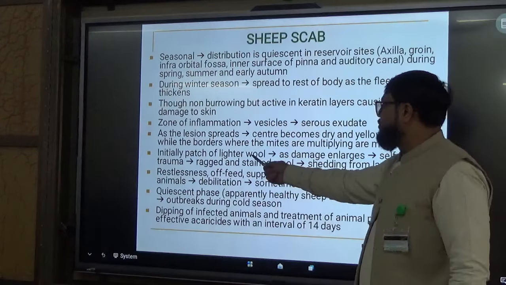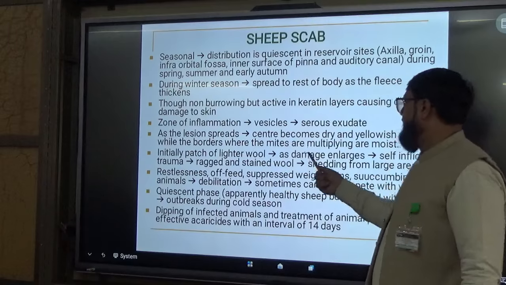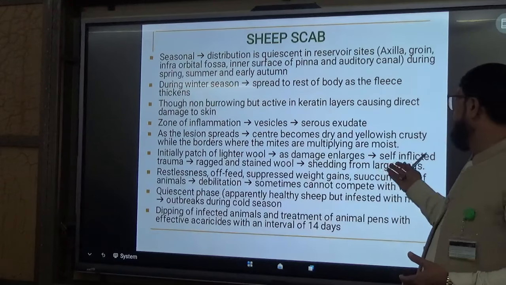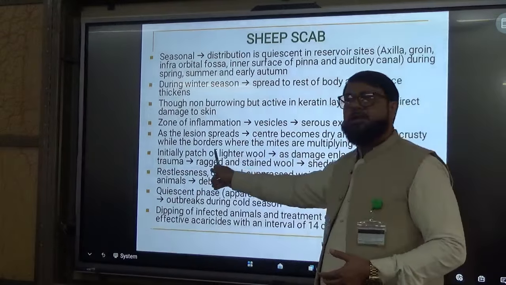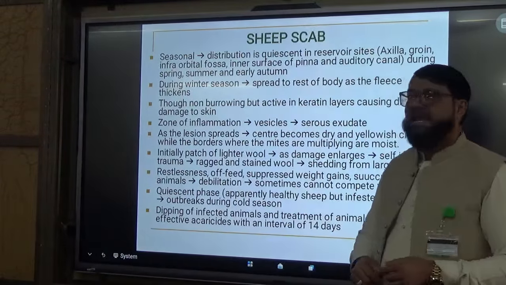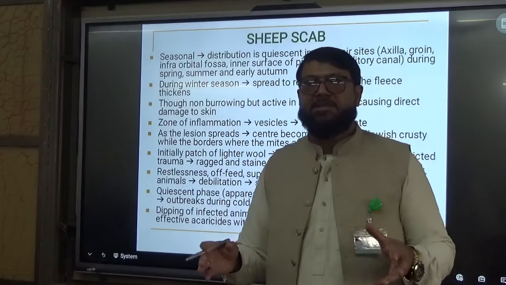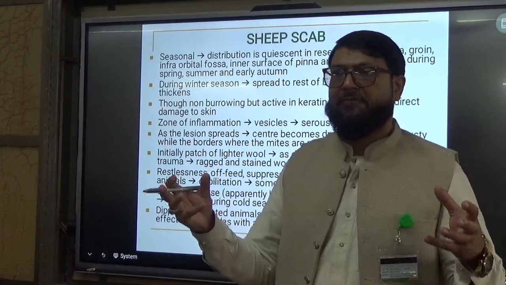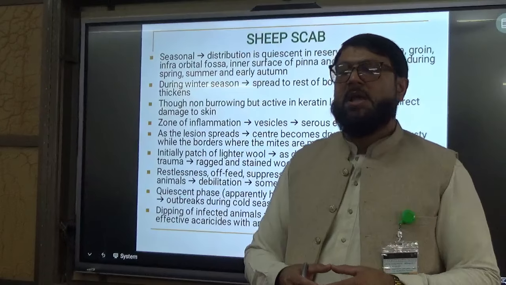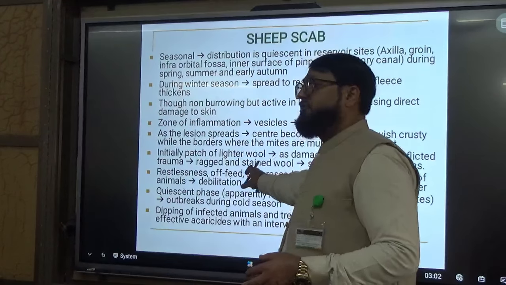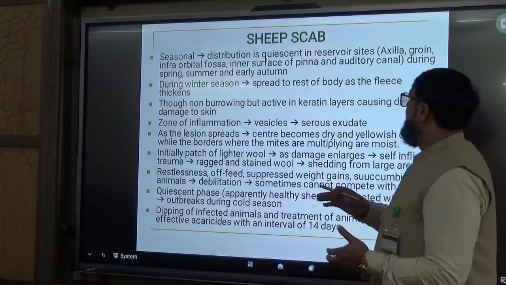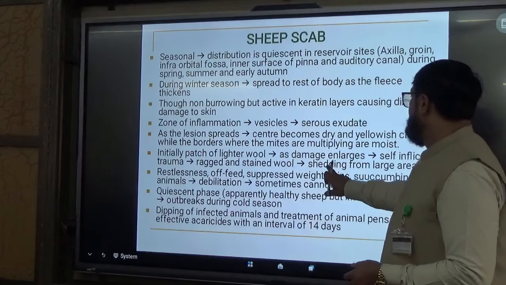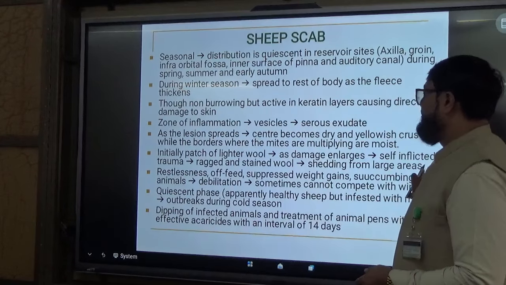Initially there will be a patch of lighter wool in sheep, and as the damage enlarges, it can also end up with self-inflicted trauma, and ultimately there would be ragged and stained wool. I hope you understand the meaning. Ragged means devoid of the wool, not having the fine hair follicles or wool fibers, and it is also stained, which means it has staining from this serous exudate, and then shedding from large areas.